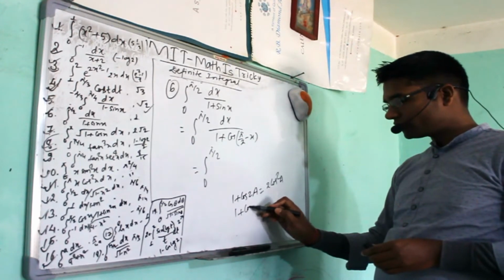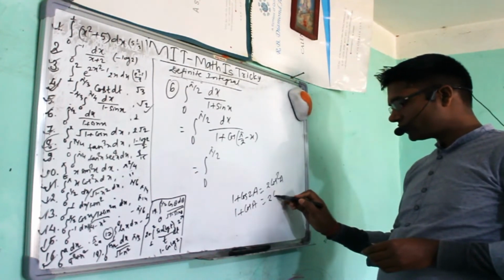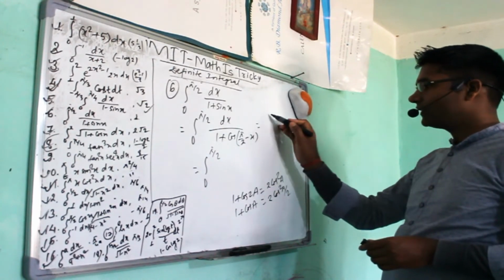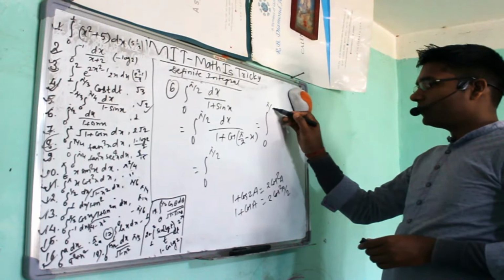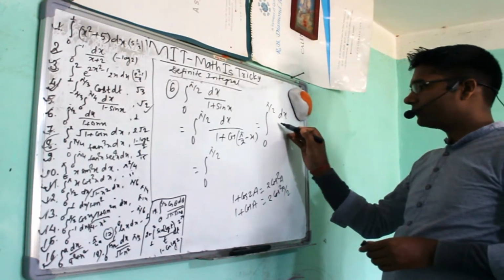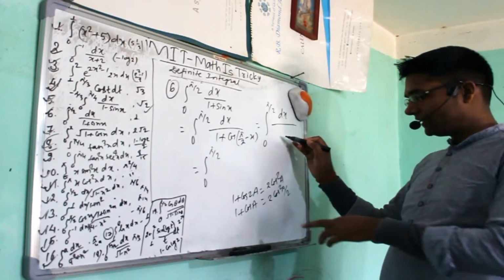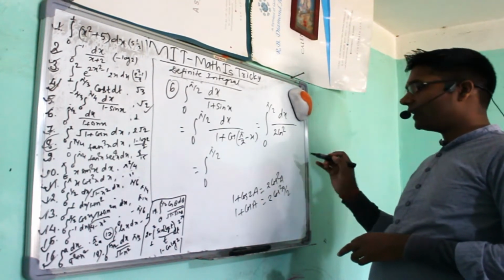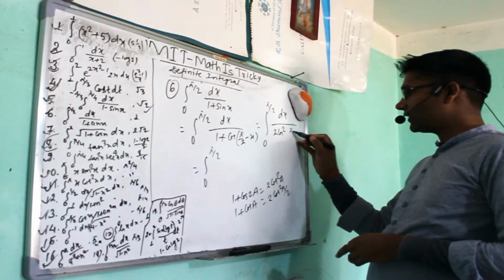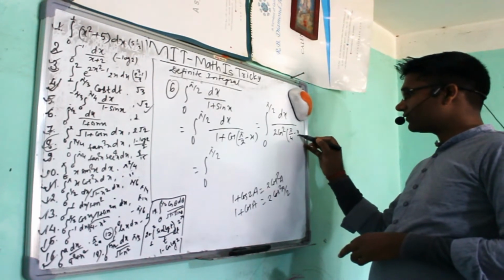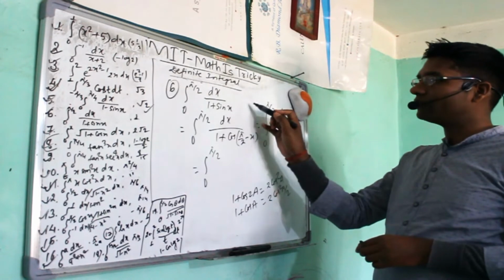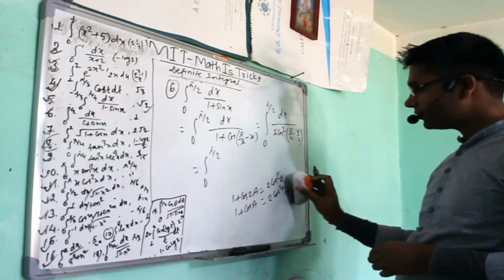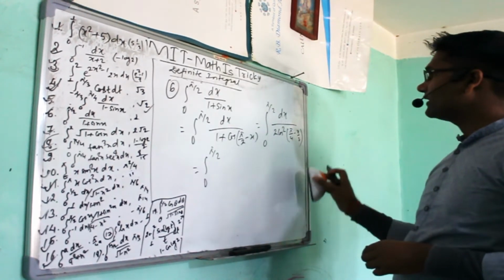So when x equals 1, what is the value of y? You find here. So 2 into 1 square minus 1, so 2 minus 1 is 1. When x equals 2, find the value of y. So it is here 2 into 2 square minus 1, 4 2s are 8, minus 1, 7. So now the question becomes, from 1 to 7. For 1 we have 1, and for 2 we have 7, replace 2 by 7.